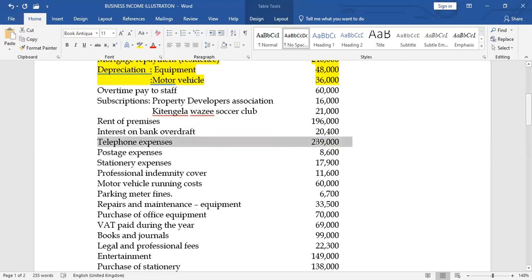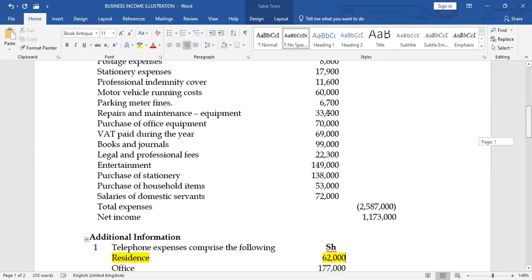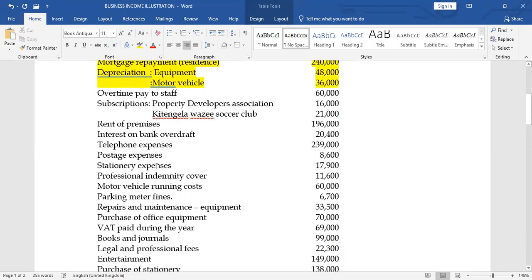Ordinarily telephone expense would be allowable, but you are told that there is part of it that is for his residence. Now, that one that is for his residence will not be allowable. Do you see that? So we have highlighted that. Postage is allowable. Stationery, we are saying these expenses are allowable because they are business operating expenses.